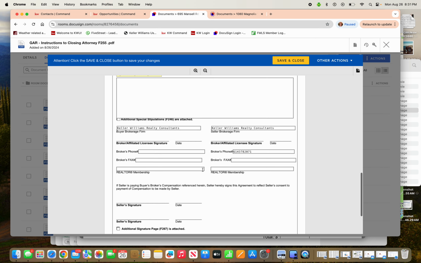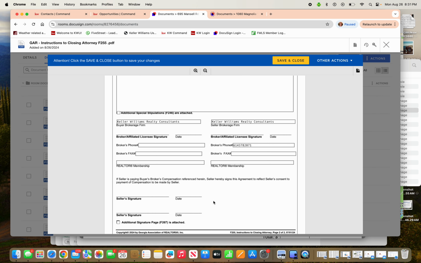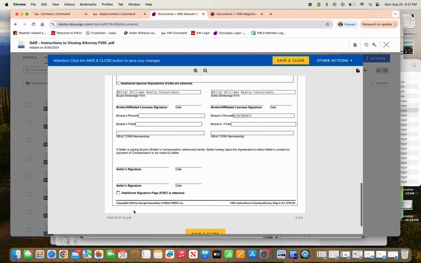Any special steps should there be any, as well as this is one where the seller is signing and there is no if and or but. The seller on this one does sign. So you're going to have, of course, the buyer's agent sign here, the listing agent sign here, and then the sellers are going to sign here. And if you need additional signature pages, you can do that.